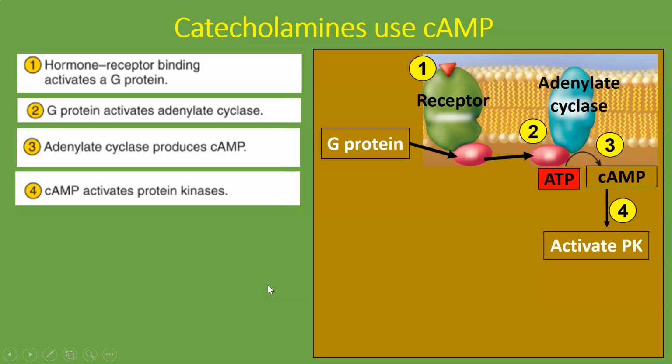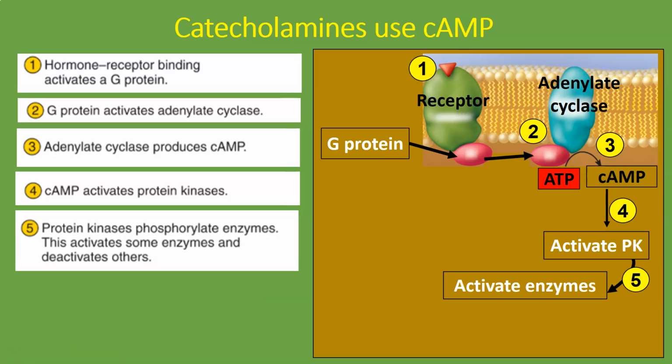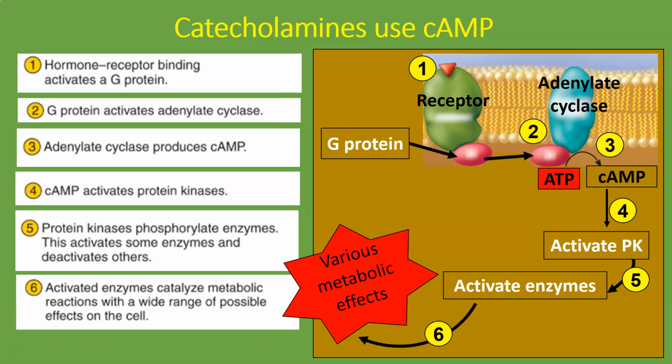cAMP is going to activate our protein kinase. And the protein kinase, using the mechanism that I showed you before, is going to take that phosphate group and stick it onto an enzyme. So it's going to activate the enzyme by phosphorylating the enzyme. And that's going to cause various metabolic effects.